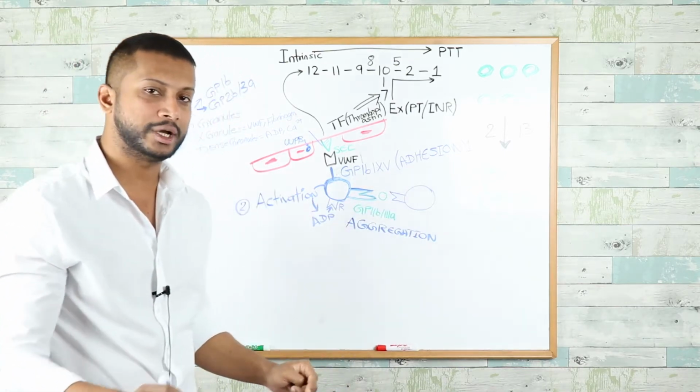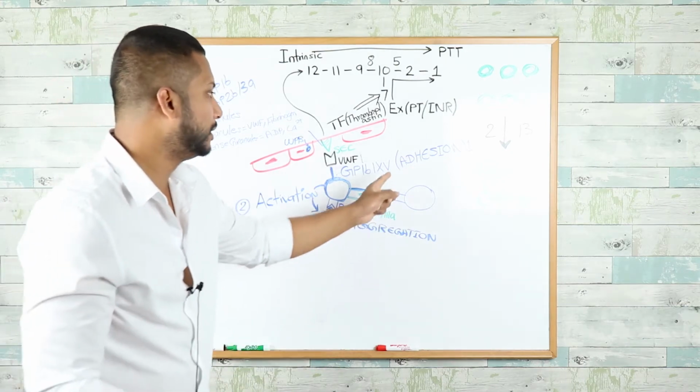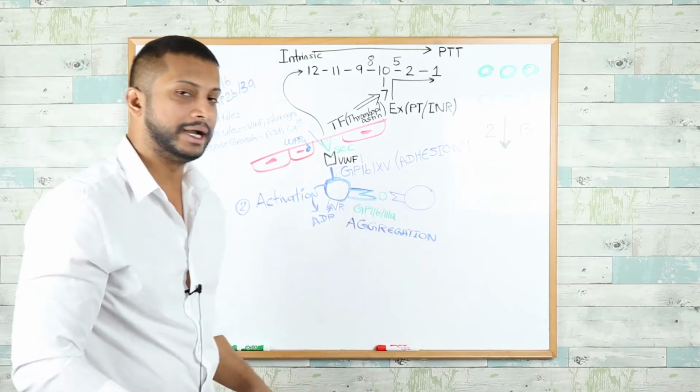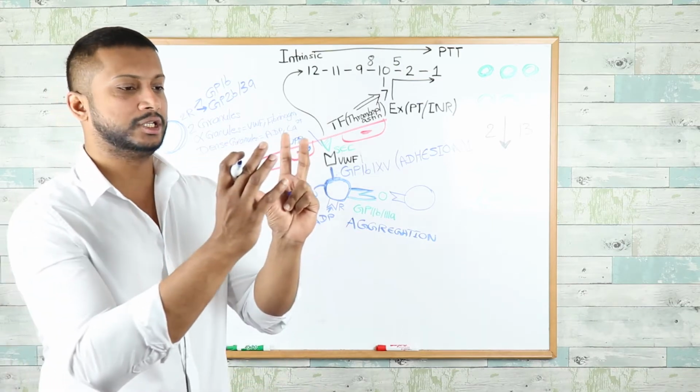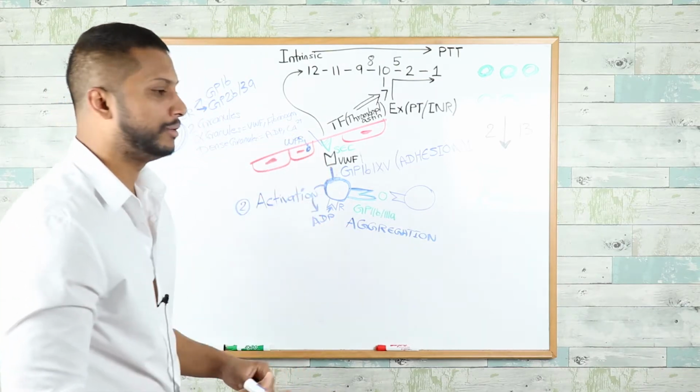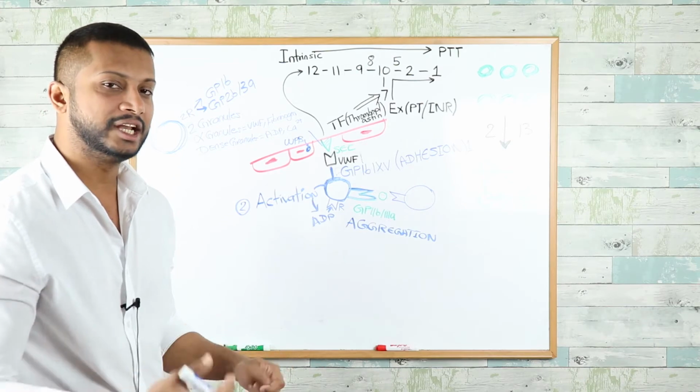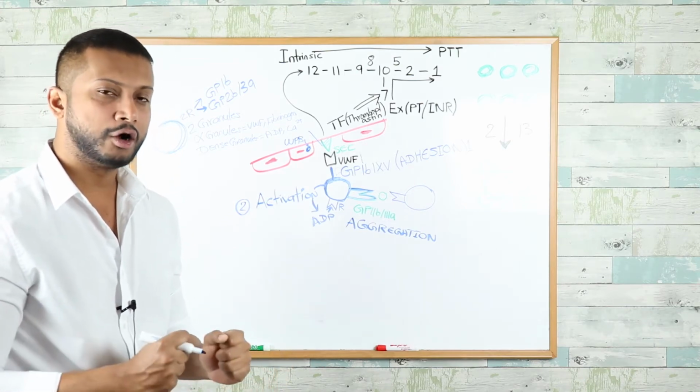This could be a step 1 question where they'll ask you what this step is called. This is known as adhesion. Alright, once your platelet attaches to the von Willebrand factor, the next step is that it has to activate itself. How does it activate itself?